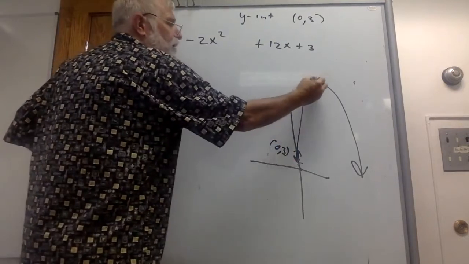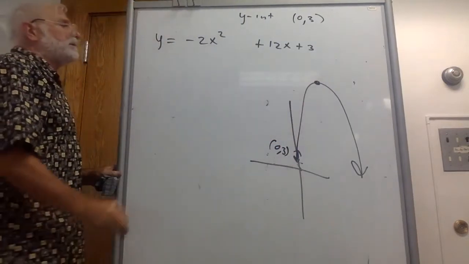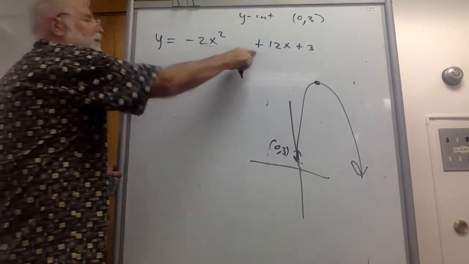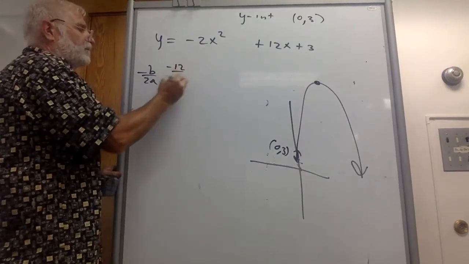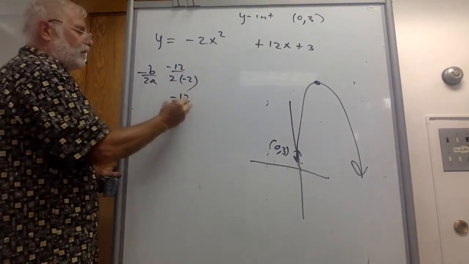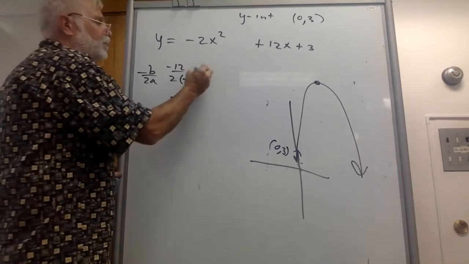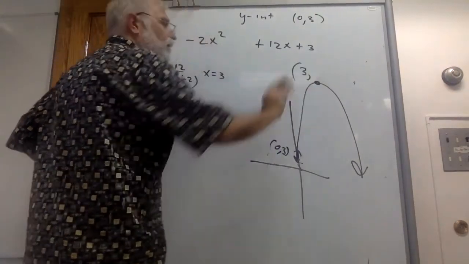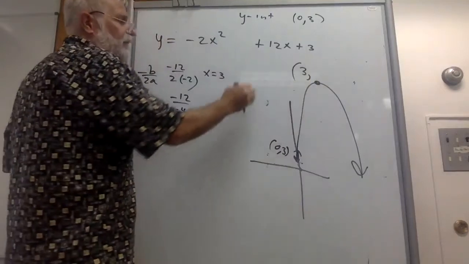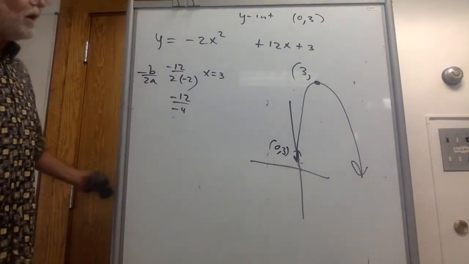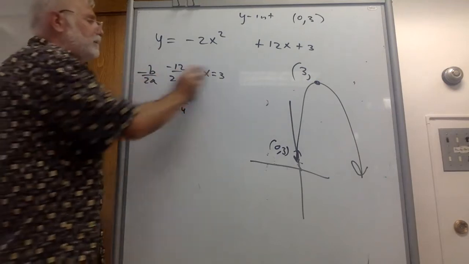I have to find that vertex, and we do it by doing minus b over 2a, which in this case is -12 over 2 times -2, which is -12 over -4, which is 3. And that's a good thing, because I know that's positive x values. If I'd gotten -3, something would be inconsistent. All I got to do is find out what goes with 3.